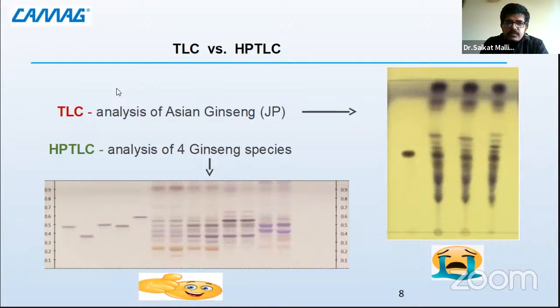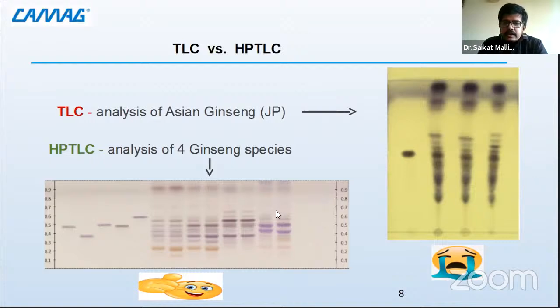So if you see on the left hand side of your screen, you see the latest version of HPTLC analysis, and first of all the size difference is there. So just note that the size difference is there. In a shorter distance, we are able to use the stationary phase's resolution power to separate the maximum number of components.